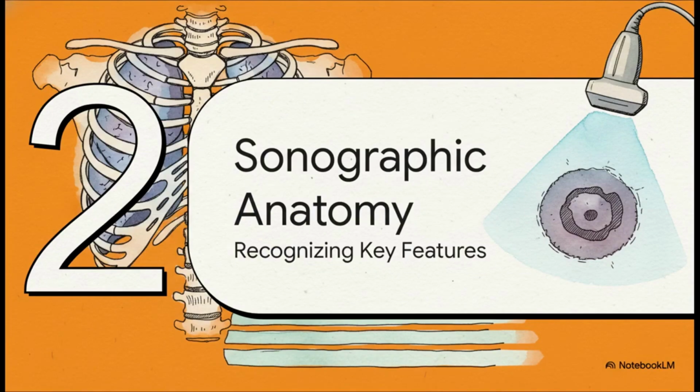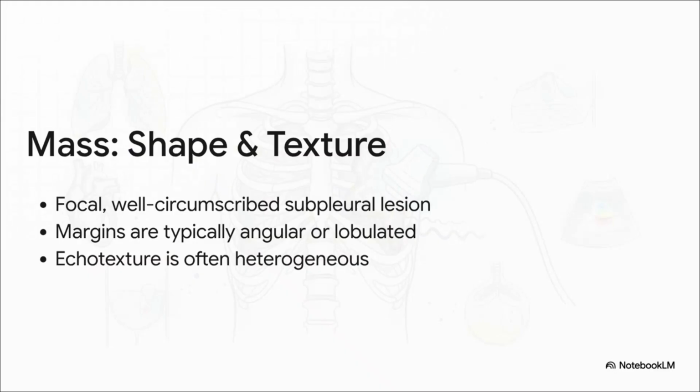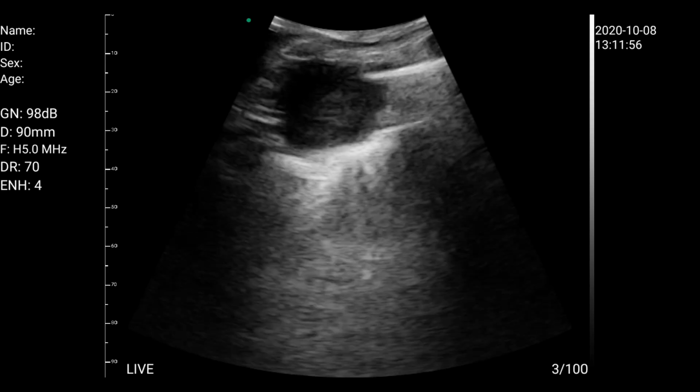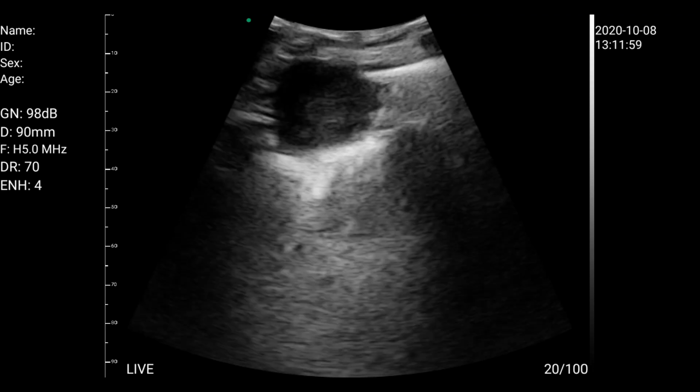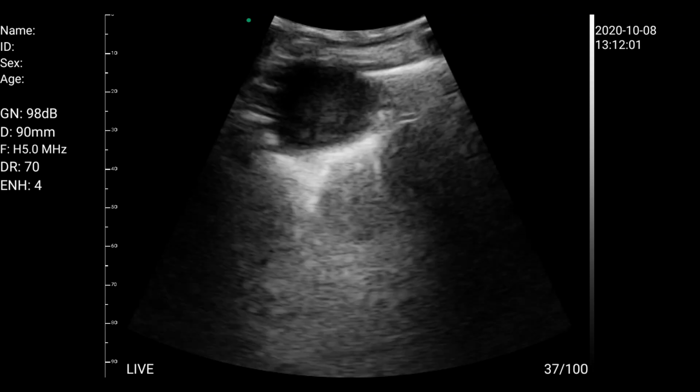Okay, so let's say our lesion does meet the prerequisite. It's sitting right up against the pleura. What now? What are the specific features we're actually looking for to call it a mass? First, let's talk about the basic look. A tumor usually shows up as this focal, distinct lesion right under the pleural line. Pay close attention to its borders.